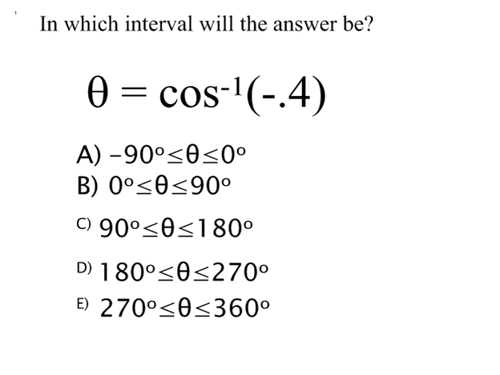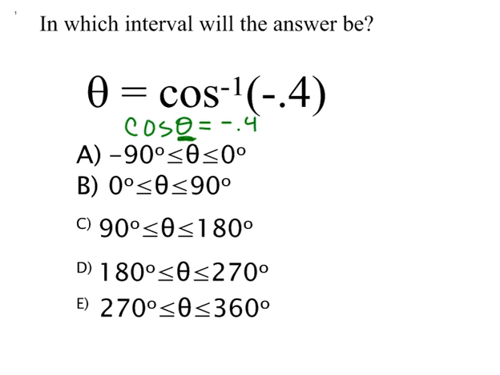All right, a lot of information there. Let's do a couple example problems. So we have: in which interval will the answer theta equals inverse cosine of negative 0.4 be? Remember, this just means cosine of what angle gives me negative 0.4, and we're just trying to figure out which quadrant theta will be in.